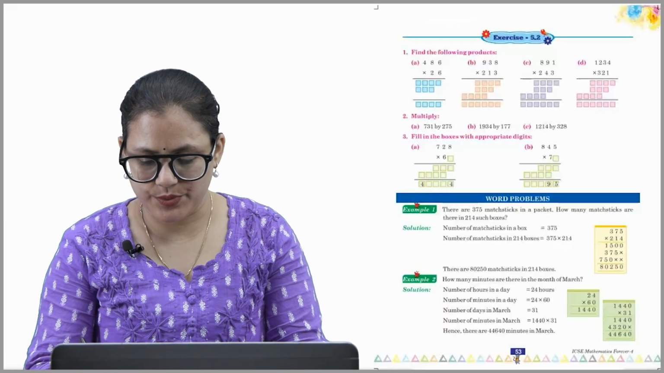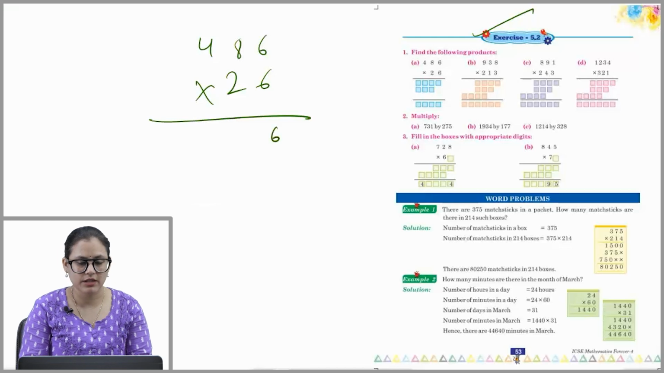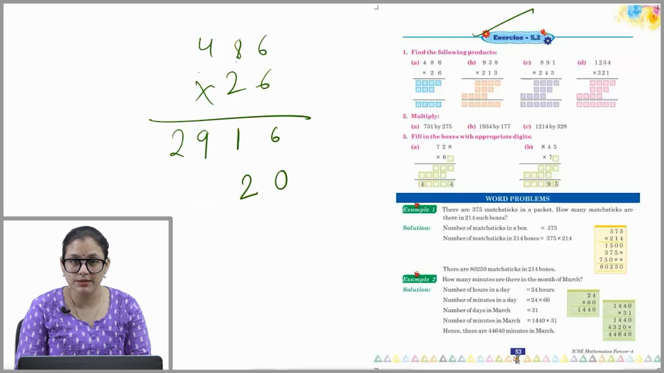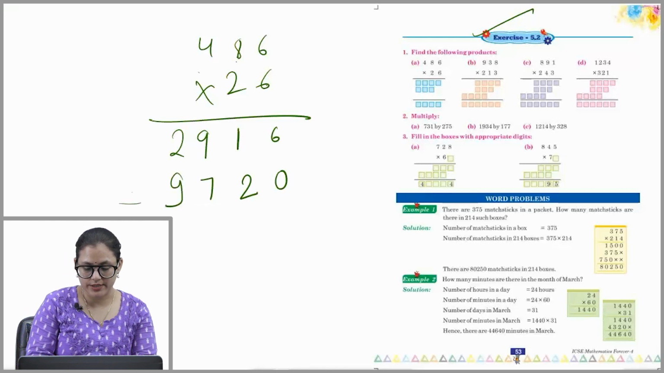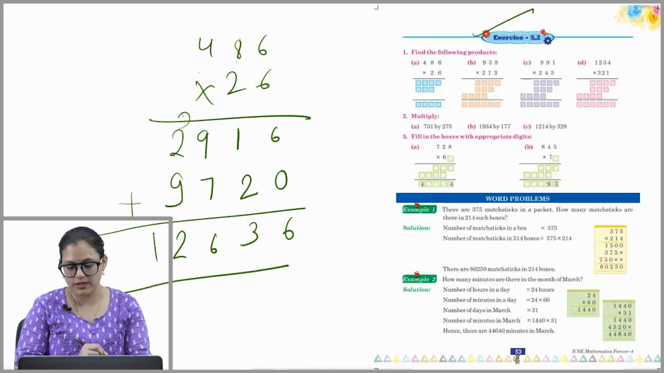Exercise 5.2. Find the following products, 486 and 26. First you will multiply by 6. 6 6s are 36, 3 carry. 6 8s are 48 plus 3 is 51, 5 carry. 6 4s are 24 plus 5, 29. Then you will multiply by 20. You will put 0 here. 2 6s are 12, 1 carry. 2 8s are 16 plus 1, 17, 1 carry. 2 4s are 8 plus 1, 9. Now add. 6 plus 0, 6. 3 plus 0, 3. 9 plus 7, 16, 1 carry. 9 plus 2, 11, plus 1, 12. So this is the product.